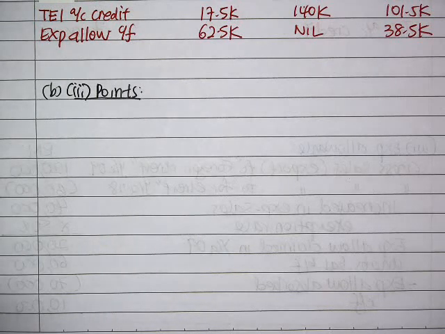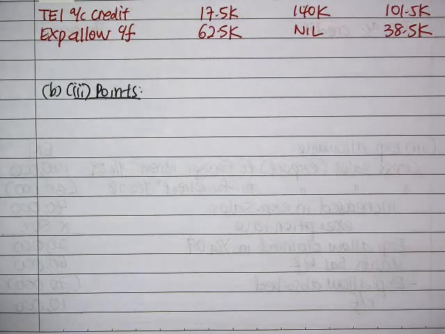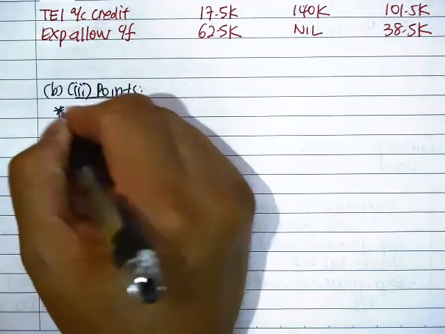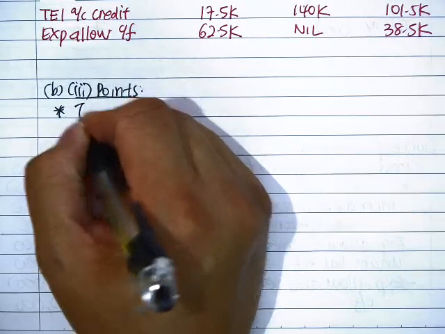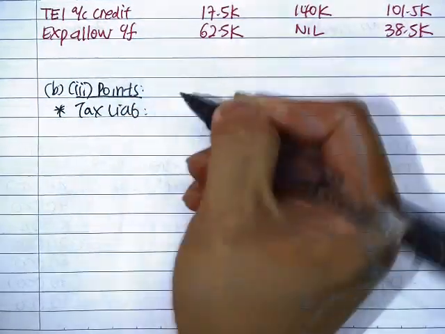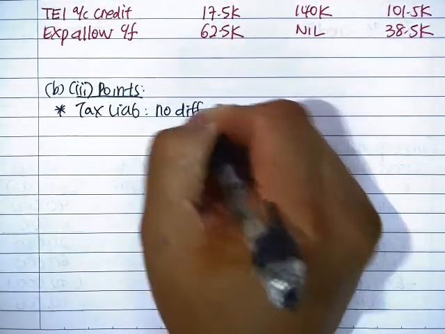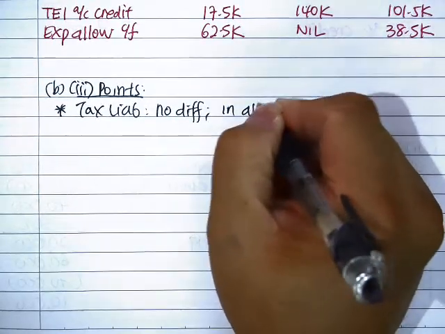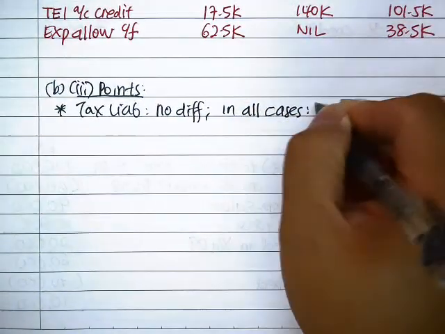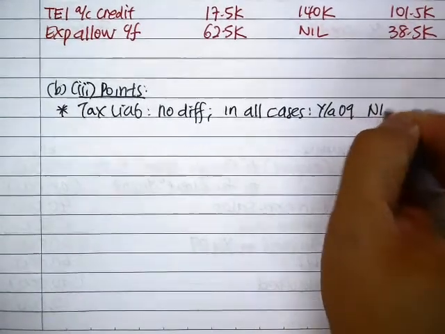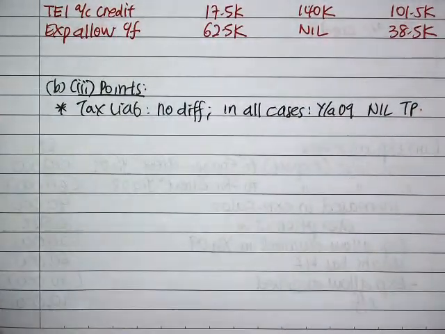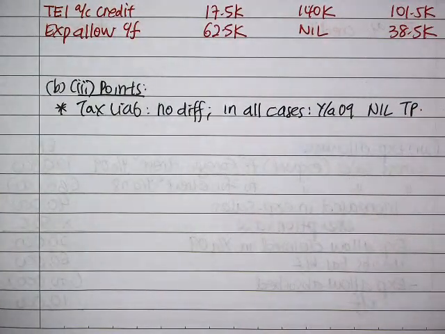Okay, I'll put down the points. Now, in terms of tax liability, there's no difference, because in all cases in Y09 we have nil tax payable. Okay.